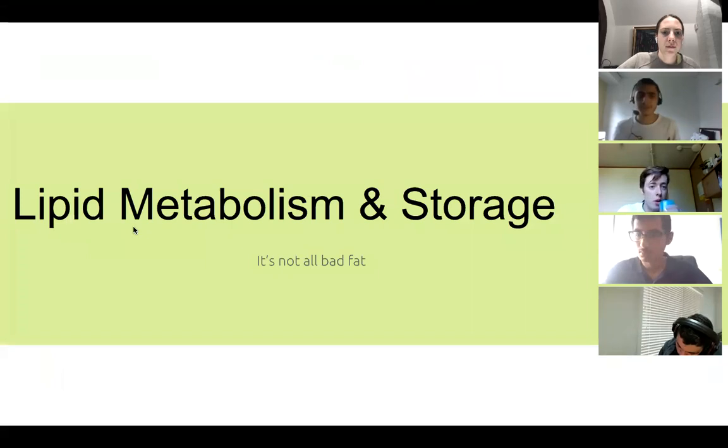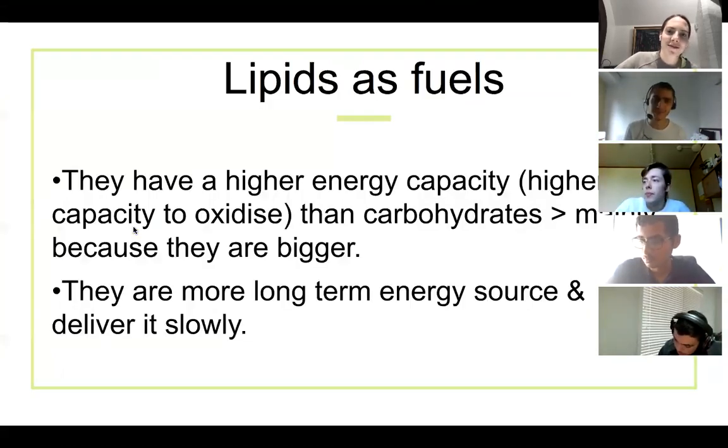All right, I'm up next, and we're doing lipid metabolism and storage. Yeah, it's not all about bad fats. We'll find out there are good fats too.